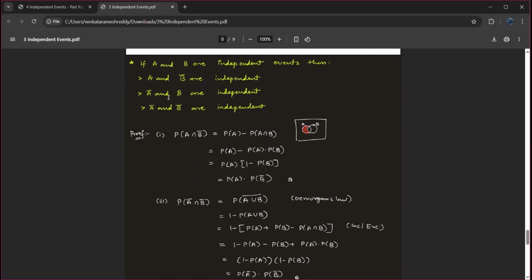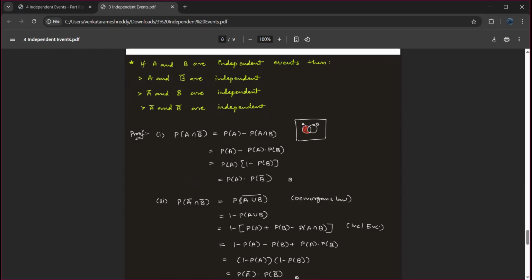Third one. Likewise, we can also prove the third example: P of A complement intersection B complement. According to De Morgan's law, I can write this as P of A union B whole complement. According to the axioms of probability, this is 1 minus P of A union B. And P of A union B means P of A plus P of B minus P of A intersection B. This is from the inclusion-exclusion principle.